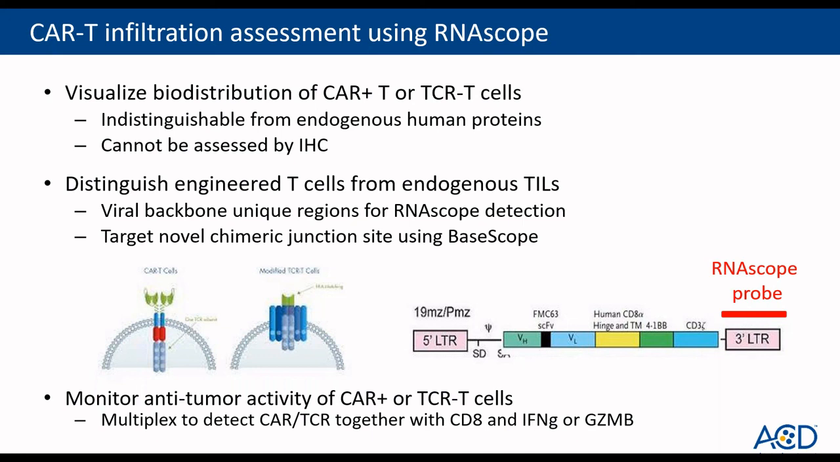But the RNAscope technology utilizes unique regions for probe design and enables visualization of CAR T and TCR T cell distribution in tumor microenvironment. While co-staining with a marker of activation such as granzyme B or interferon gamma enables assessment of activation state, co-staining with a cell type marker such as CD3, CD8, CD4, or any other cell marker enables assessment of functionality and helps monitor anti-tumor activity.